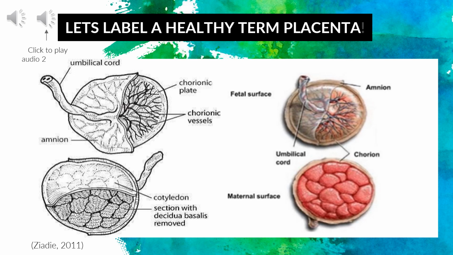The maternal side consists of about 15 to 20 cotyledons, and the placenta as a whole is about 2 to 3 centimeters in thickness. So if you do get a chance to look at a placenta in practice, make sure you look at both sides. We will be going into each side in detail, so the fetal side and the maternal side.